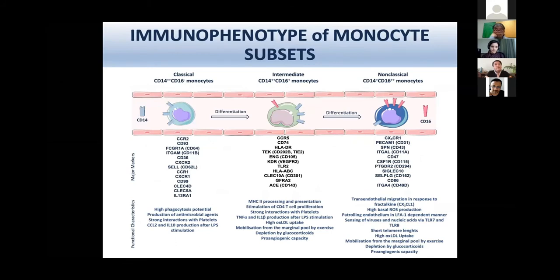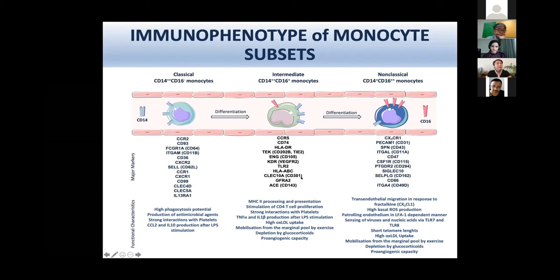And of course, these three different subsets are not only expressing CD14 and 16. They do express different types of markers. We won't be able to go into these markers, but they have different functions also. Like the CD14 positive classical ones have high phagocytosis potential. They produce a lot of antimicrobial agents. They have strong interactions with platelets, and after stimulation, they produce different types of molecules.